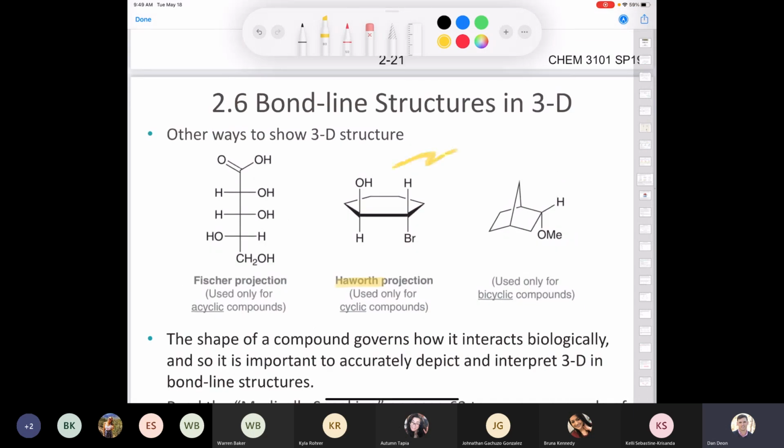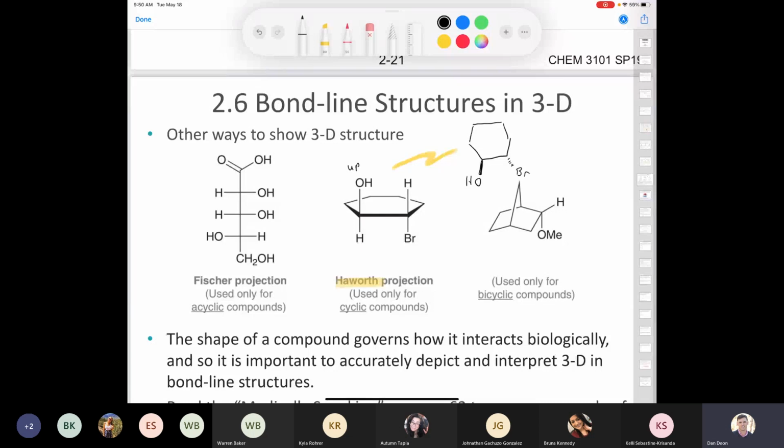So what's being represented in this Haworth projection here is that you have a 6-membered ring like this, and then you have the hydroxyl from the alcohol pointing up, right? Because it's going up here, so it's up here, right? That's what the wedge means. And then you have the bromine going down like that. So that means the same thing.